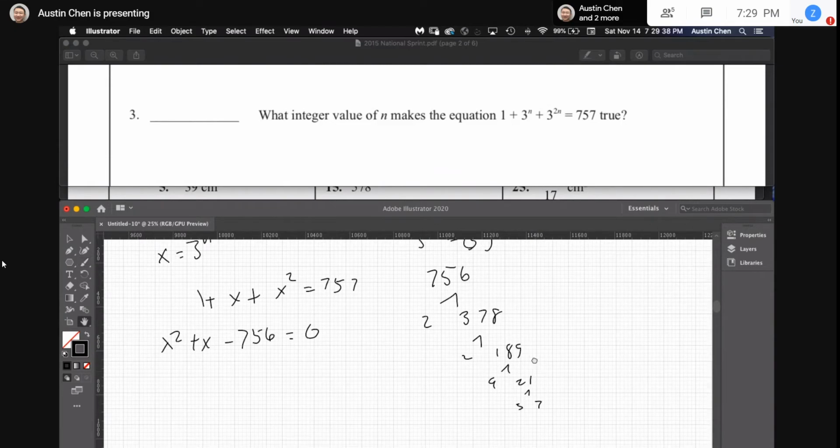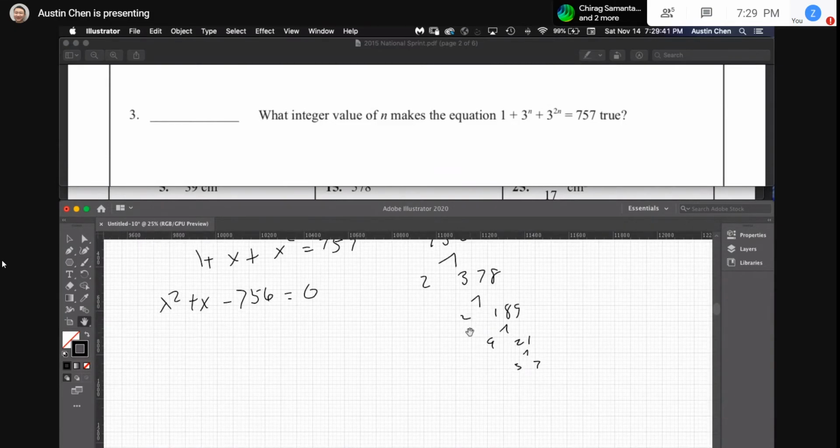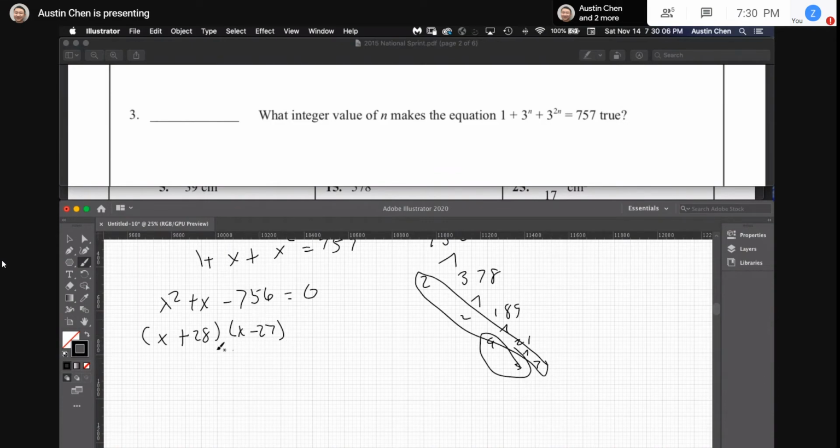All right. So that's our prime factorization. You can look at this a bit, try to figure it out. But it is just 9 times 3 and 2 times 2 times 7. So that will be 28 there, and 9 times 3 will be 27, and they differ by 1. So then we can factor that as x plus 28 times x minus 27. Those two will multiply to negative 756, and those two will add to 1.